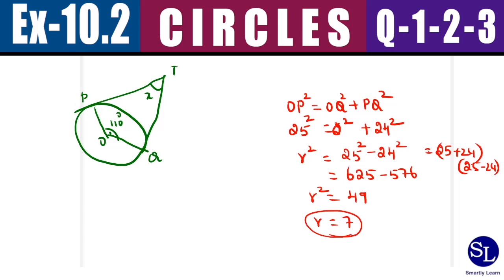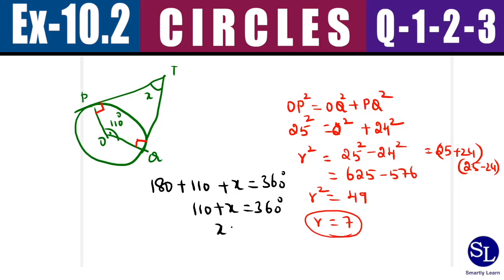You're expected to find out what this angle is. According to the property, the tangent is perpendicular to the radius. So this is 90 degrees and this is also 90 degrees. We know that OPTQ is a quadrilateral, so the sum of the angles of a quadrilateral is always 360 degrees, of which these two are 90. So 90 plus 90 is 180. So 180 plus 110 plus x is equal to 360. When I transfer the 180 out there, 110 plus x is equal to 180. So x is 180 minus 110. So x is simply 70.